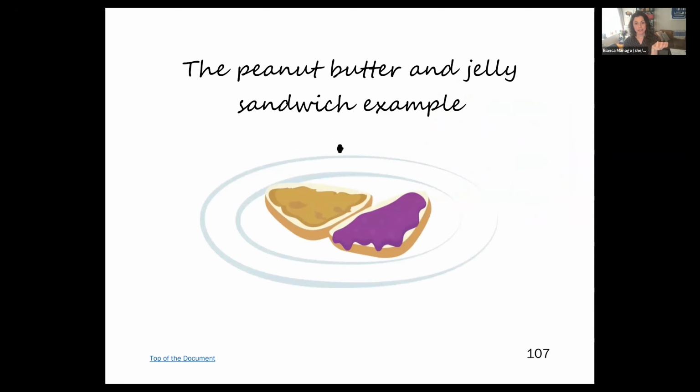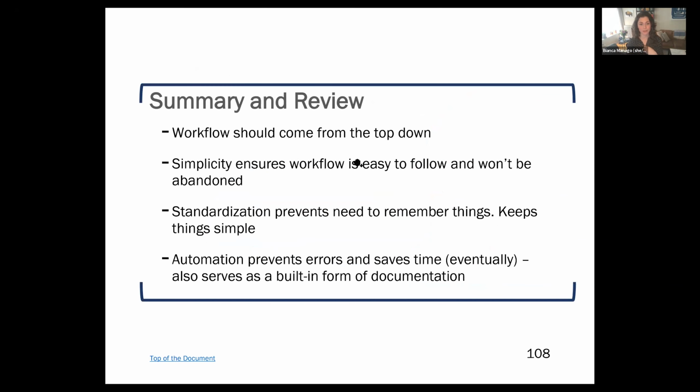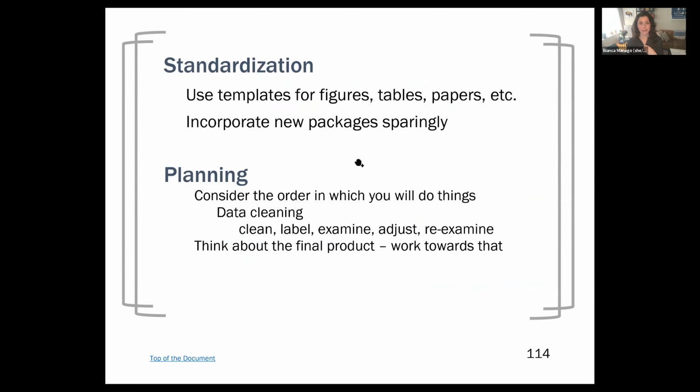Peanut butter and jelly example. You've told somebody how to make a peanut butter and jelly sandwich, but they're like, oh, you've got to walk to the cabinet and then you've got to open the... it's just a lot of different steps. The more you use code, the more you document things, the less stuff you're having to share with people.